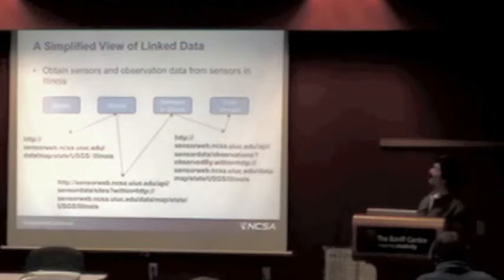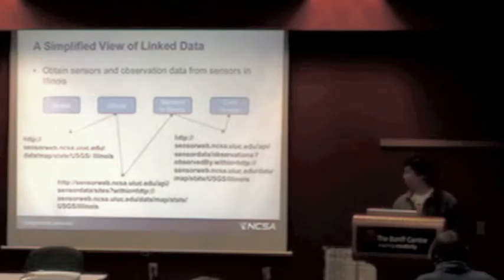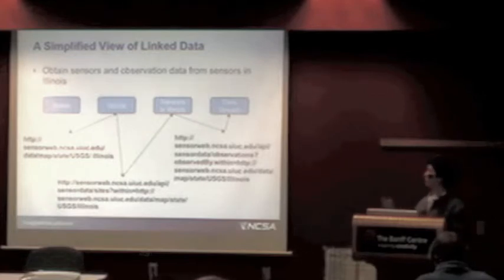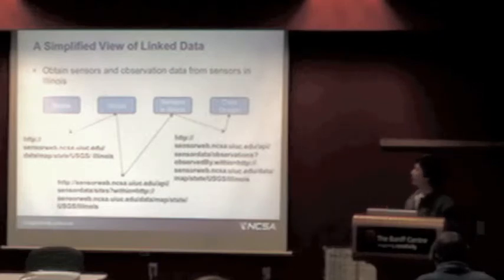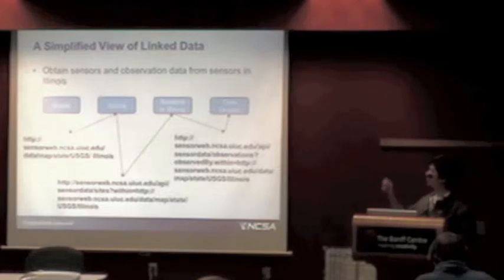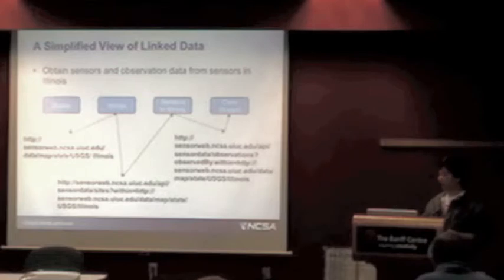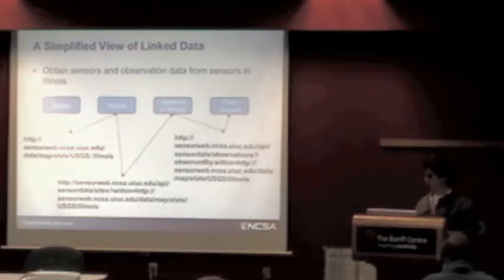Here is a simplified view of using linked data for the query we mentioned before, to get all the observations from the sensors in Illinois. It can be done in this simplified way. We look at this data map, the national map, and we find a link to the Illinois state, and then another link to all the sensors in Illinois. And for each of the sensors, we can get a link to all the observations generated by this sensor.